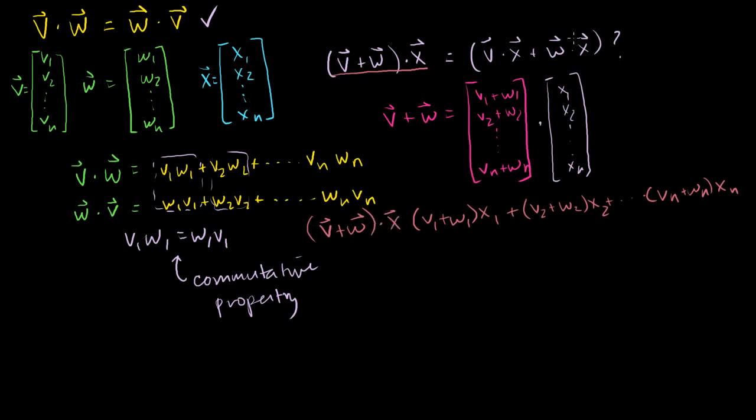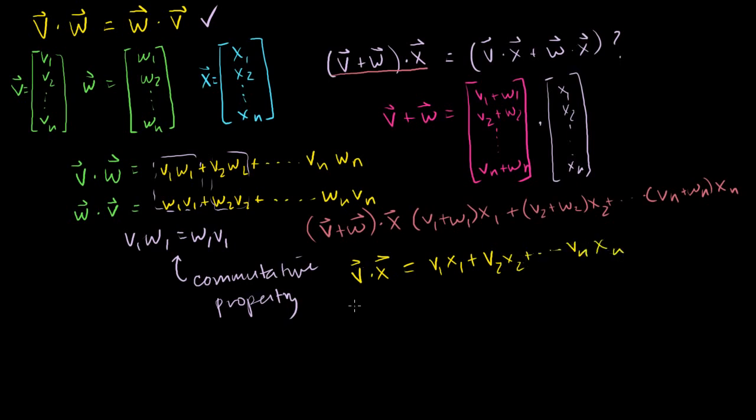Now, let's work on these things up here. What is v dot x? V dot x, we've seen this before. This is just v1 x1. No vectors now, these are just their actual components, plus v2 x2, all the way to vn xn.